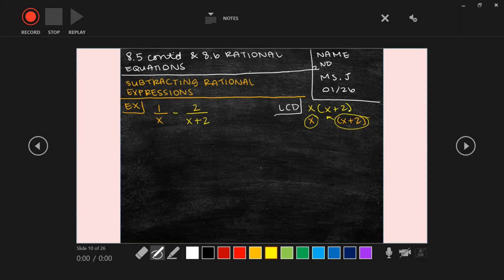So if I'm trying to get x times x plus 2 in the denominator of 1 over x, what do I need to multiply the numerator and the denominator by? Yeah, x plus 2.